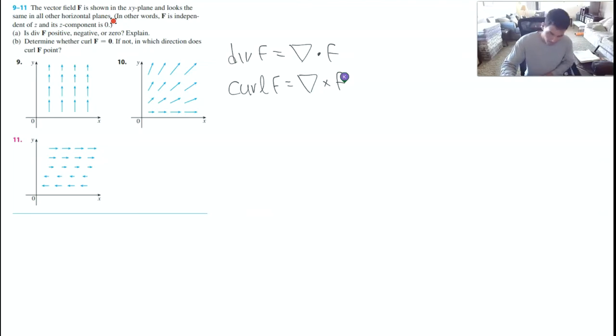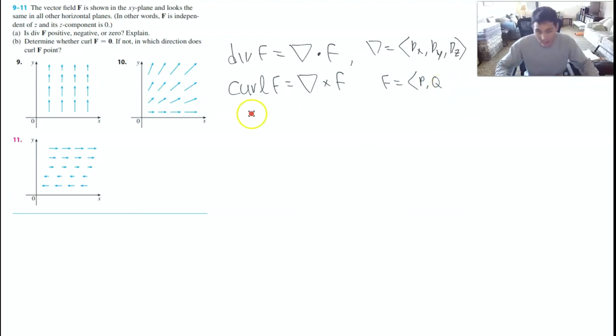So what does the gradient mean? The gradient is the derivative in all directions, right? Dx, dy, and dz. It's being applied to f, where f is equal to p, q, and in this case instead of r, it's 0, right? Because we don't have any force in the z direction coming at us or going away from us. It literally says that in the problem.